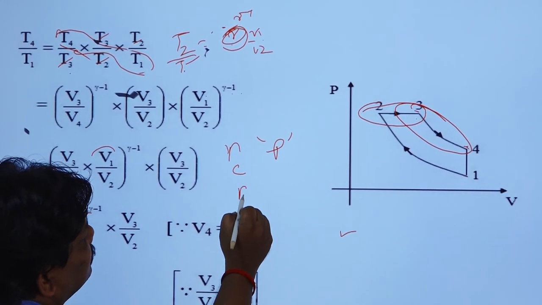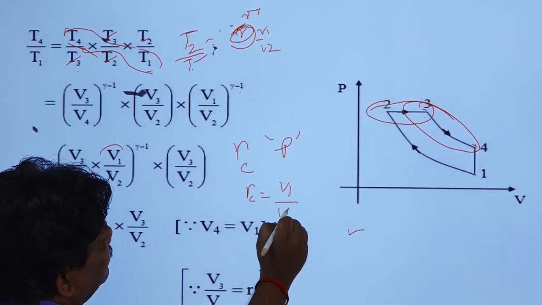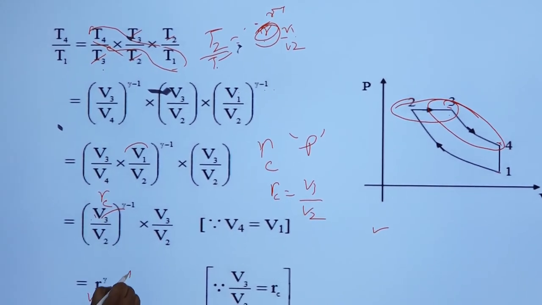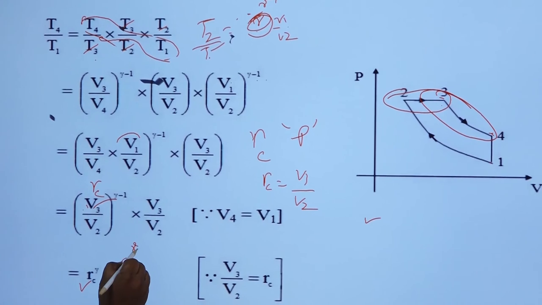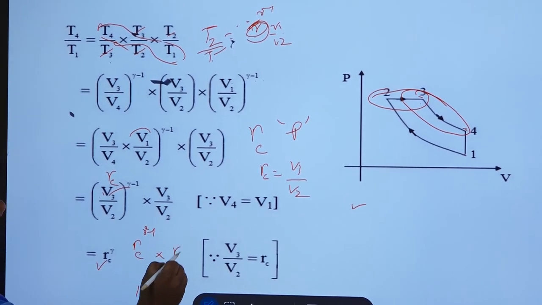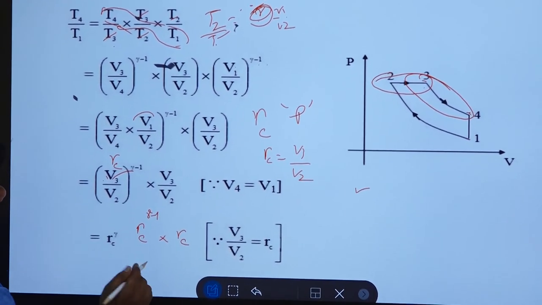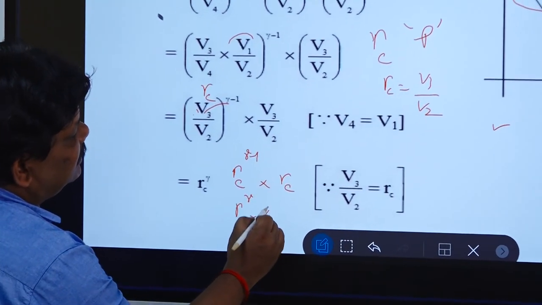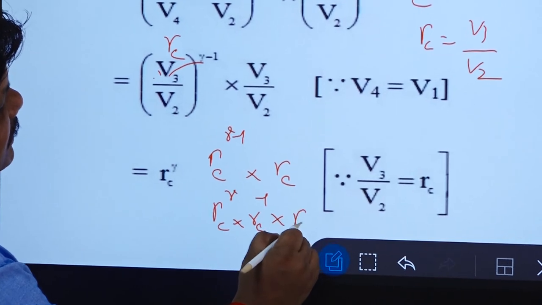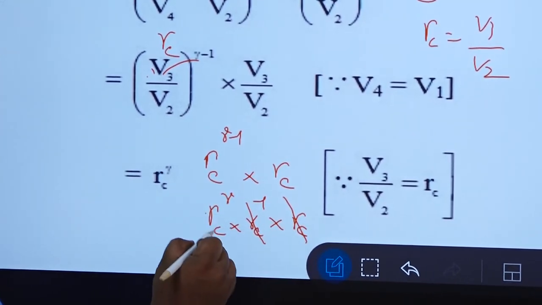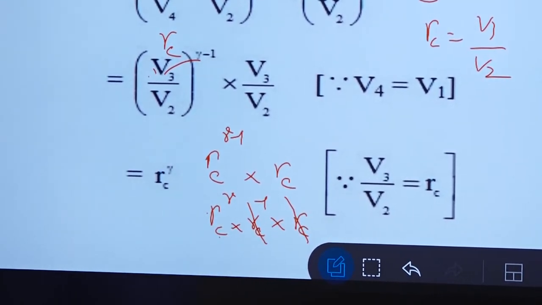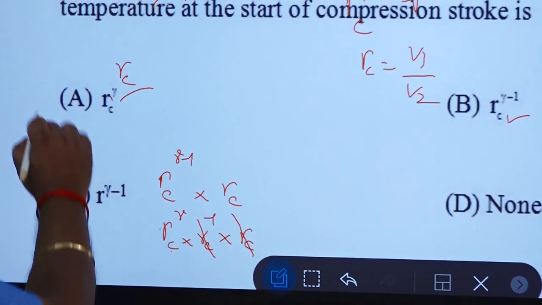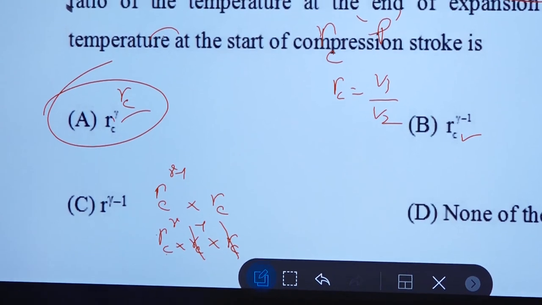So rc is equal to, we know, V3 divided by V2. This is nothing but r suffix c. So rc to the power gamma minus 1 into rc. This can be written as rc power gamma into rc inverse into rc. These two will get cancelled, and you get rc power gamma. So the answer is E. That is, rc power gamma is the answer for this given question.